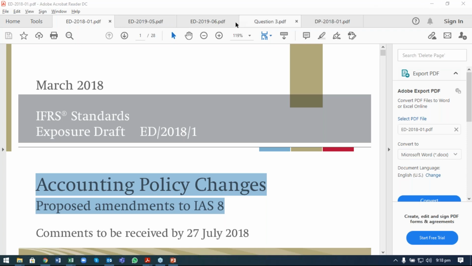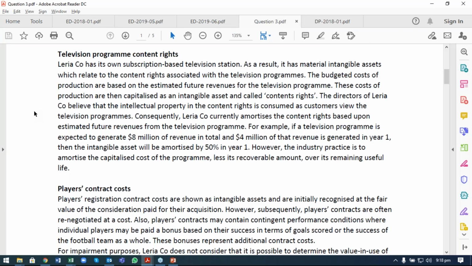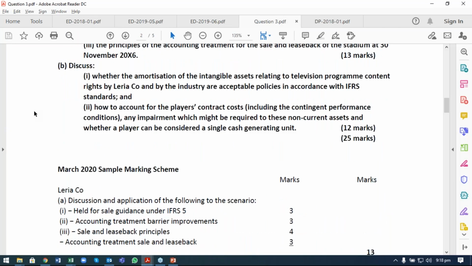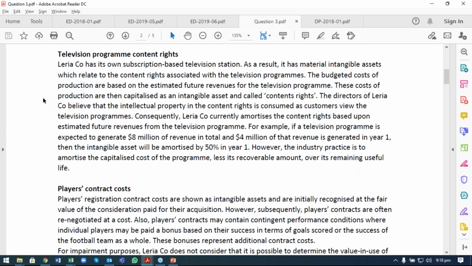Okay, let's move to the rest of the portion of our question. This is the B part: whether amortization of intangible assets relating to television program rights by Laria company and by industries are acceptable policies in accordance with the IFRS standards. So what Laria company is looking into is the television program content rights.